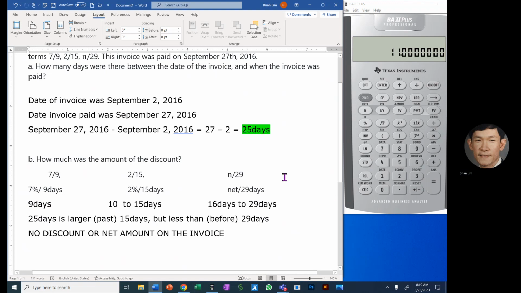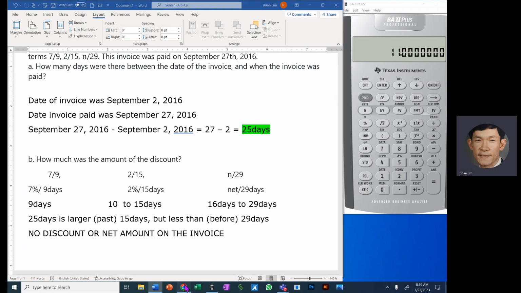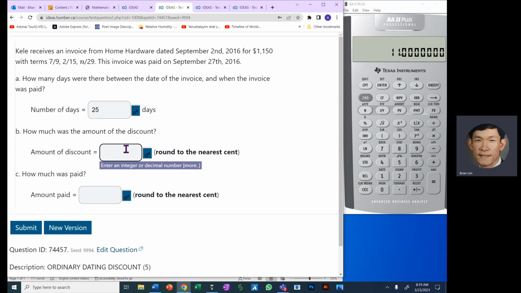Right, so there's no discount. So let's go back and we must put in a number, and that number would be 0 to the nearest tenth. Sorry, there's no discount, so the amount of the discount is 0. You can put 0.00 if you wish, and we fulfill the requirement to the nearest tenth.